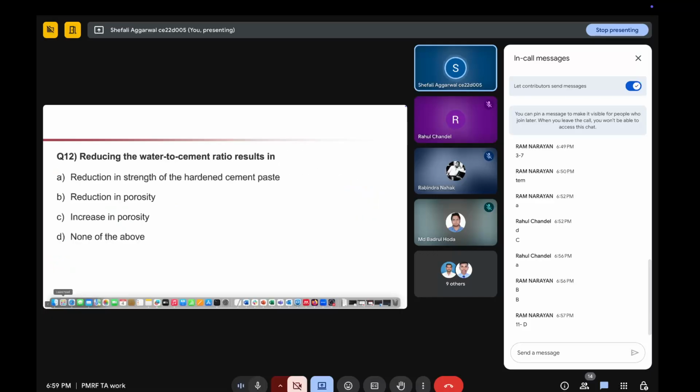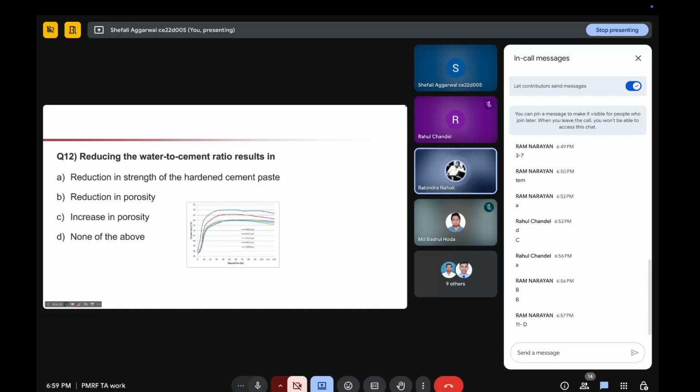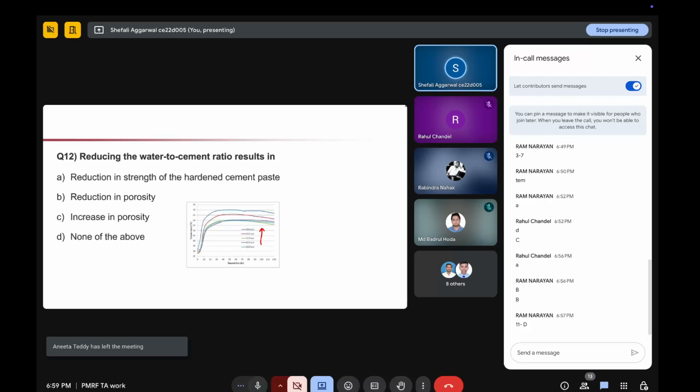So the next question is: reducing the water cement ratio results in reduction in strength of hardened cement paste, reduction in porosity, increase in porosity, or none of the above. Reduction of porosity. Correct. So if we are reducing our water cement ratio, what is happening? Our heat evolution will be more. So your strength value will increase and your porosity will decrease.